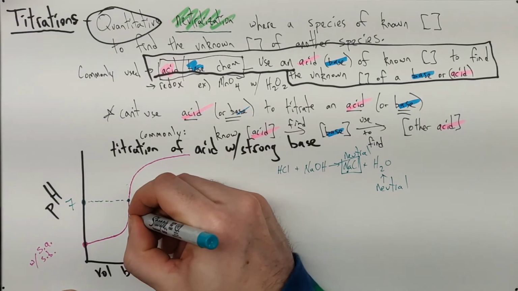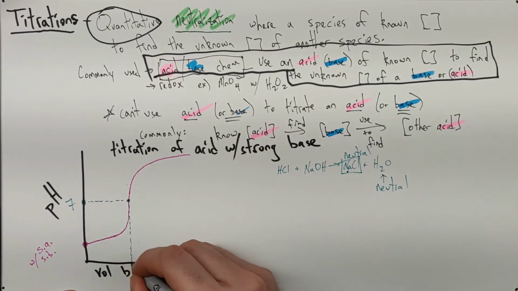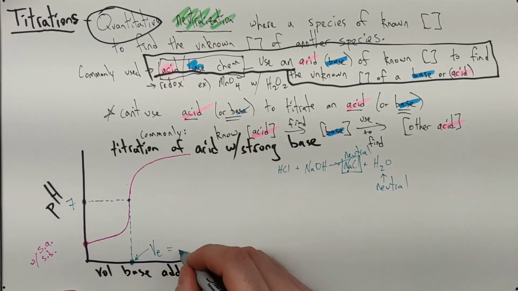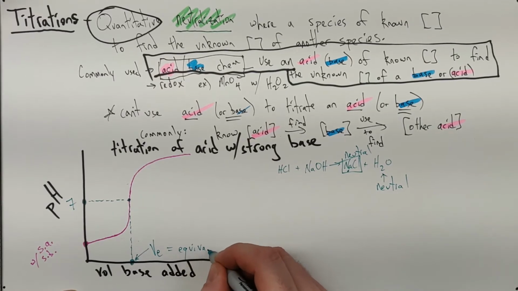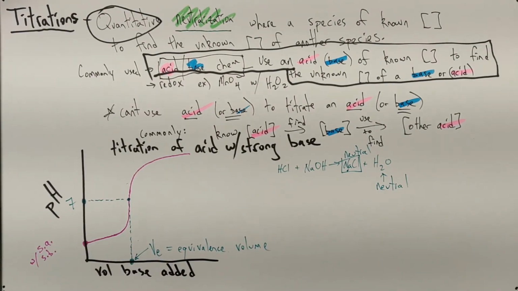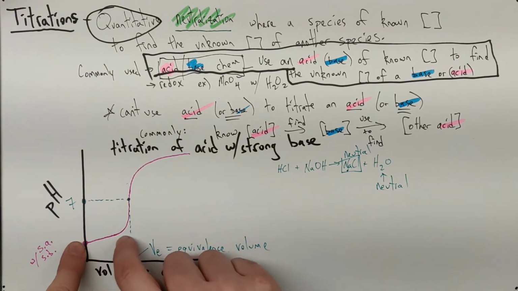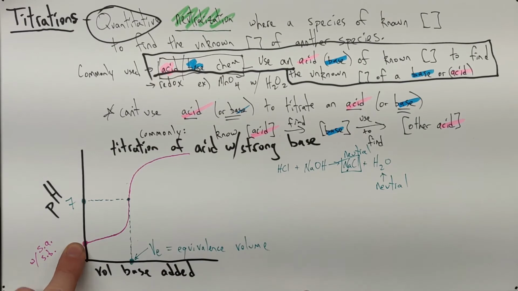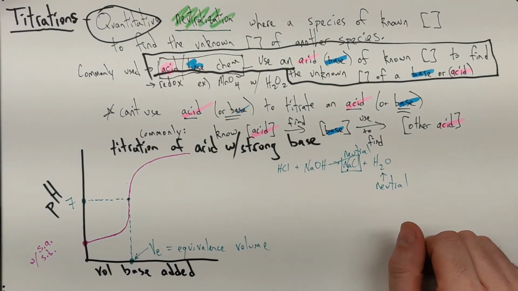And so this volume right here, I'm just going to label it as VE for our equivalence volume. That is the volume at the equivalence point. So this is a strong acid, strong base titration. Adding base, pH goes up as it becomes less acidic, more basic. And then there's a very quick jump here, and then it tapers off here. And there are specific reasons why those different points on the titration curve exist.